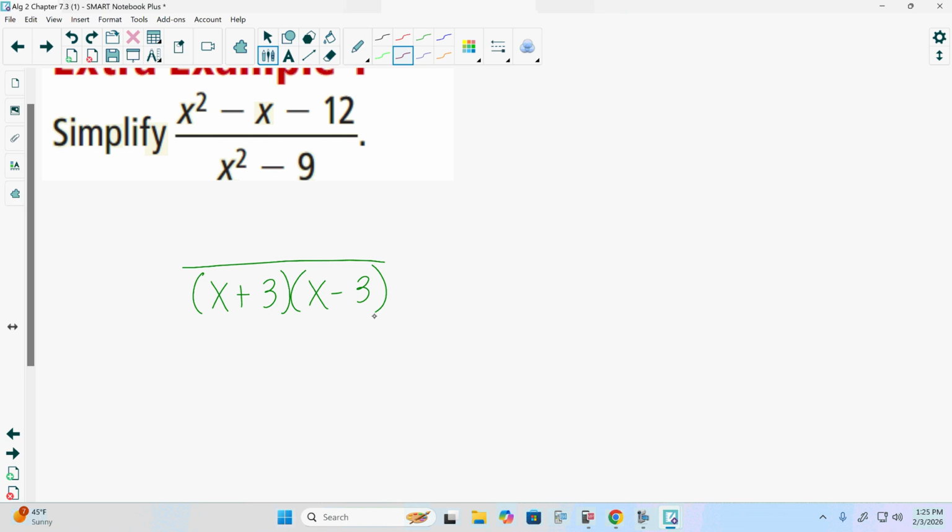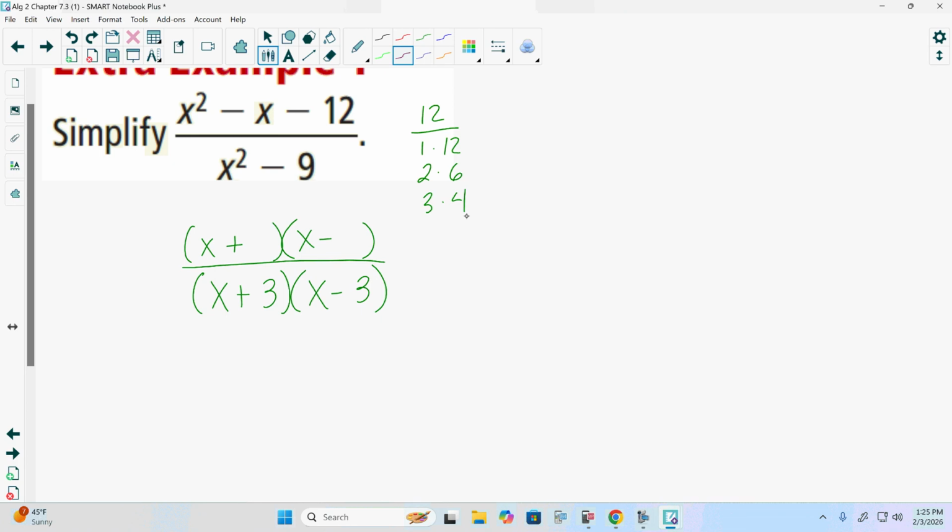Now the numerator, x squared minus x minus 12. There is no greatest common factor. The third term is negative, so the signs are opposite. So one's going to be positive, one is going to be negative. Factors of x squared are x and x. Now our factors of 12: 1 and 12, 2 and 6, 3 and 4.